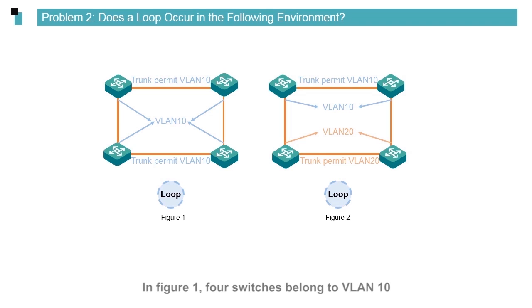In Figure 1, 4 switches belong to VLAN 10, and 2 trunk links allow VLAN 10 data to pass. In this situation, a loop occurs. In Figure 2, 2 switches belong to VLAN 10 and are connected to the trunk interface belonging to VLAN 10. The 2 switches below belong to VLAN 20 and are connected to the trunk interface added to VLAN 20. Data frames can be forwarded and are looped.